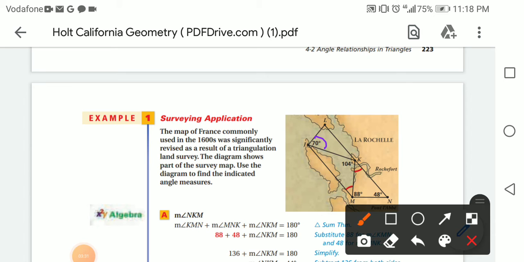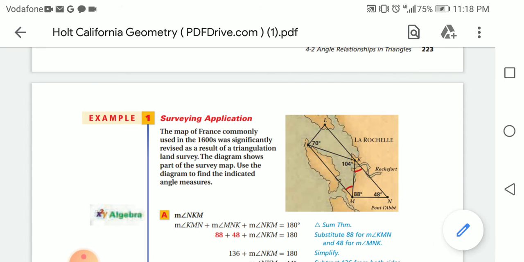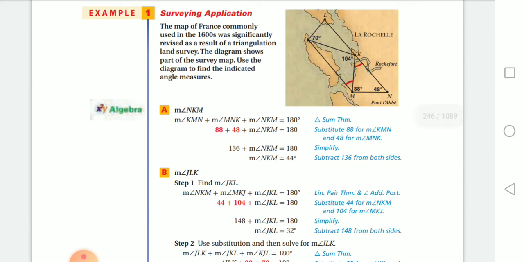And I have calculated this one, 44. Remember this one, don't forget to write this one. So you have here 44, and we have here supplementary, 104. So 180 minus 44 gives you this one, 104, and plus the small angle here, which is the angle LKJ. Okay, so let's see together.